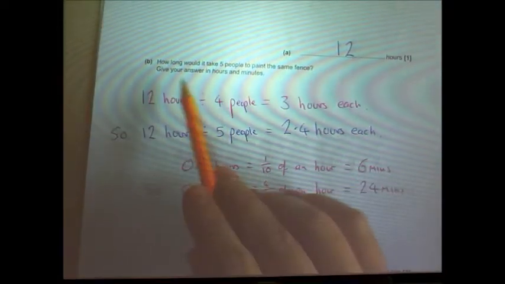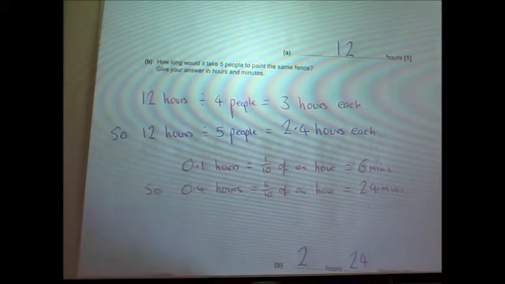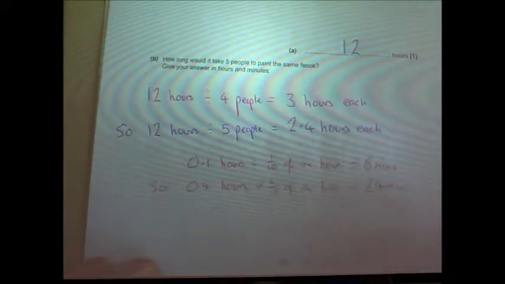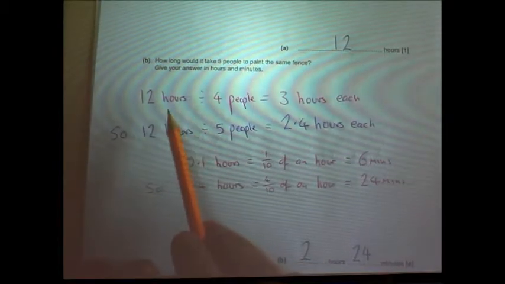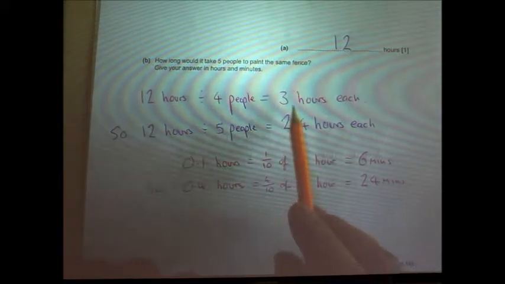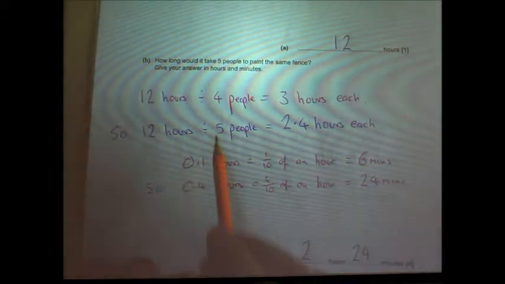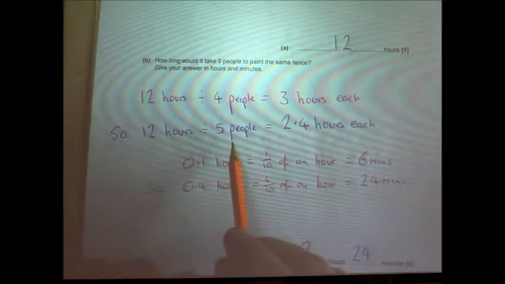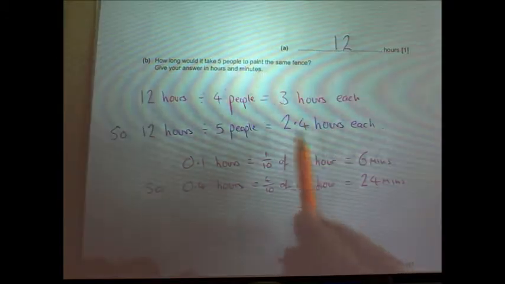Part B, how long would it take 5 people to paint the same fence? Give your answer in hours and minutes. I thought this question was really fiddly. So there was 12 hours it took in total, and there was 4 people, so they took 3 hours each. So it takes 12 hours to paint the fence. So if there's 5 people painting it, that would be 2.4 hours each. And you probably got 2 marks for getting that far.